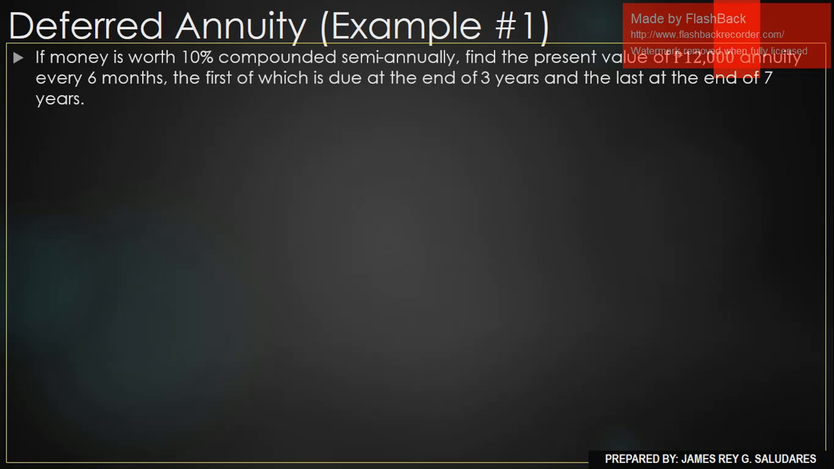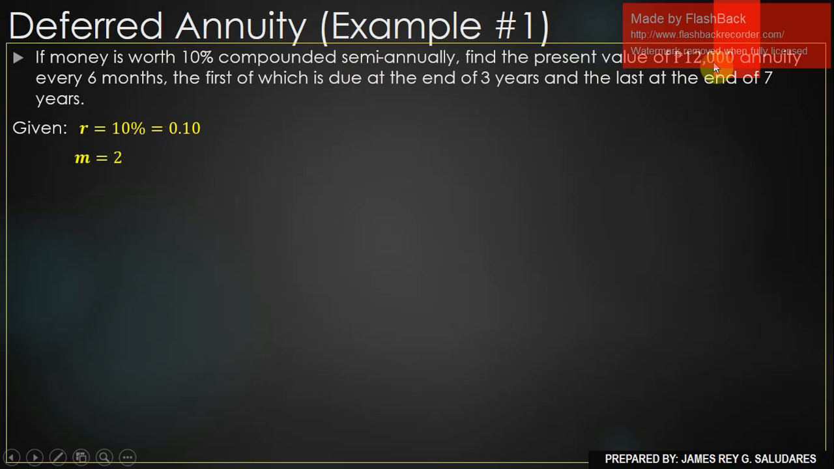For example, number one: if money is worth 10% compounded semi-annually, find the present value of a 12,000 annuity every 6 months, the first of which is due at the end of 3 years, and the last at the end of 7 years. Okay, so let's write all the given. The given is 10%, or 0.10, or 0.1. Compounded semi-annually, so your M is 2.